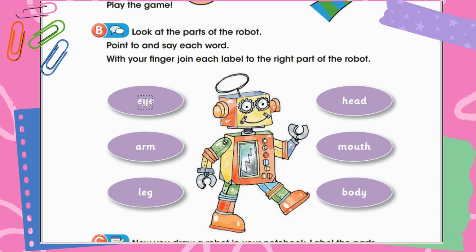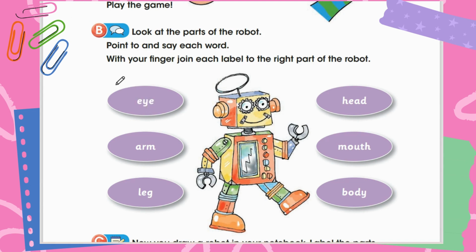So where are the eyes of the robot? So we just have to match it with your finger or label it. Okay, where are the eyes of the robot? Okay, so here are the eyes of the robot. Then where are the arms of the robot? Yes, this is the arm. And then what is the head of the robot?